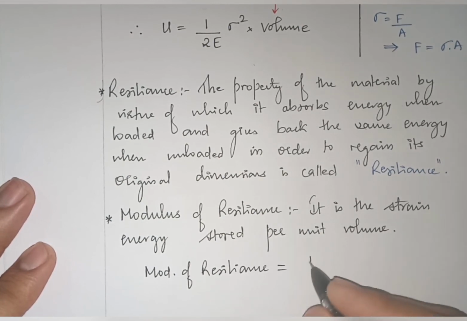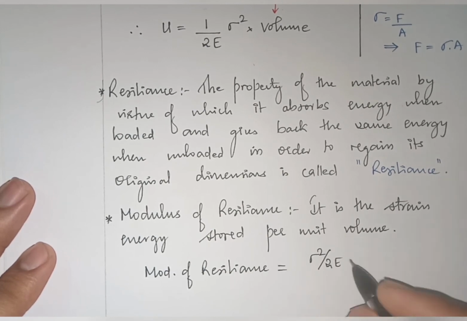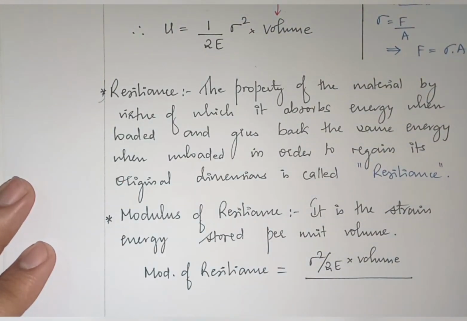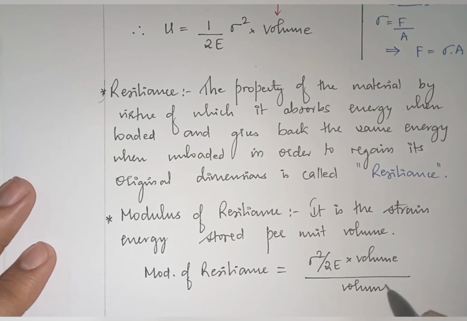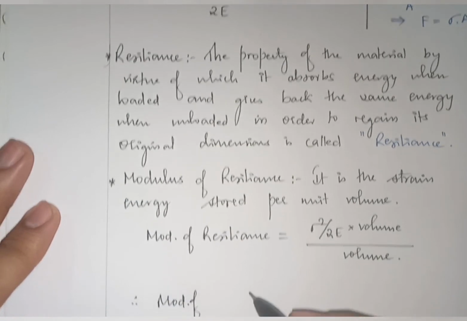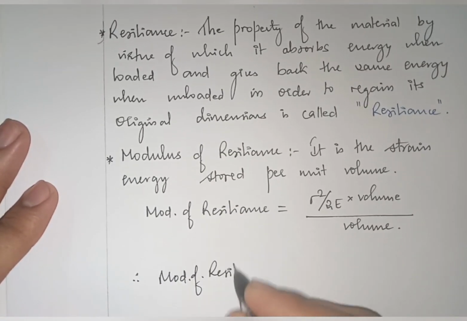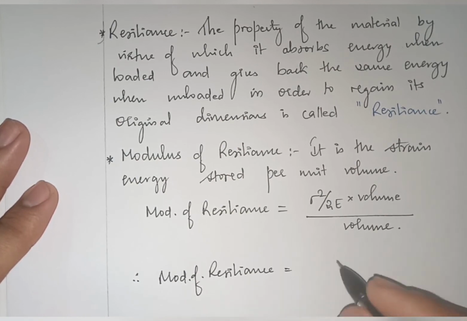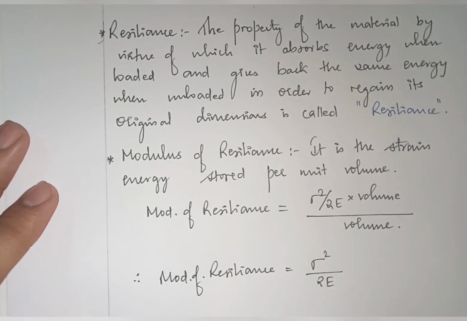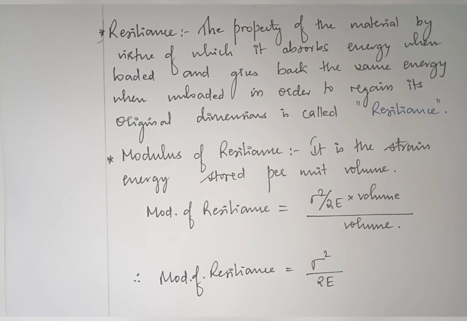So what is strain energy? Strain energy is sigma square divided by 2E into volume. Right? So this expression is divided by unit volume. Therefore modulus of resilience is equal to sigma square divided by 2E. Right? Now the last important topic for today's session will be stresses due to the types of load.